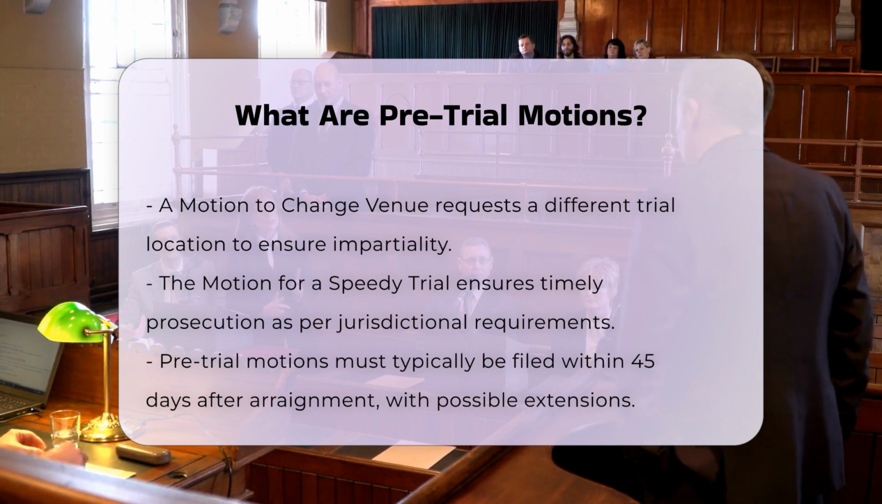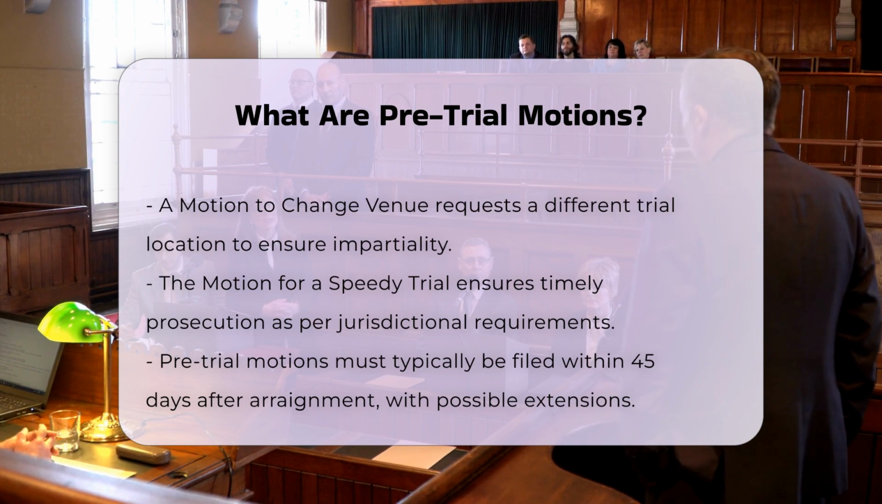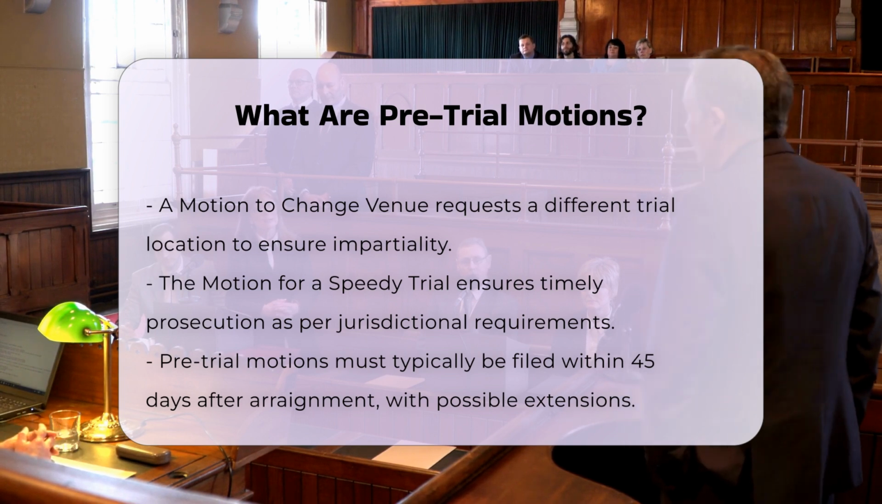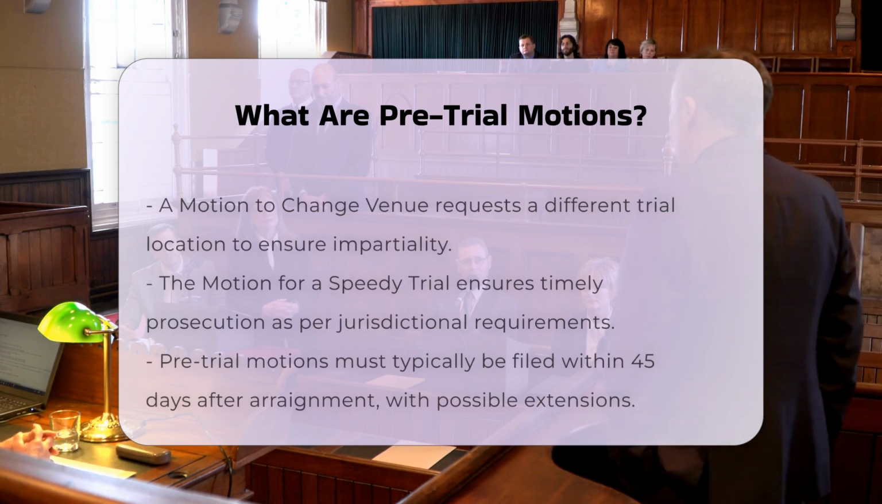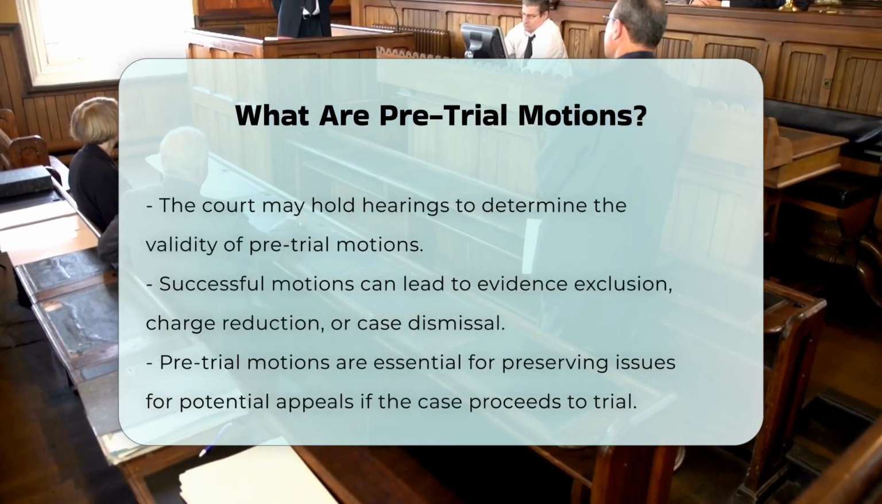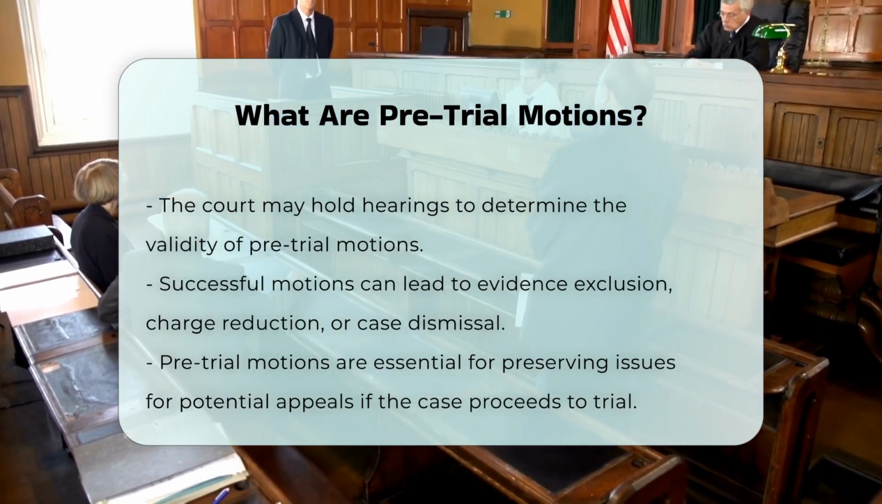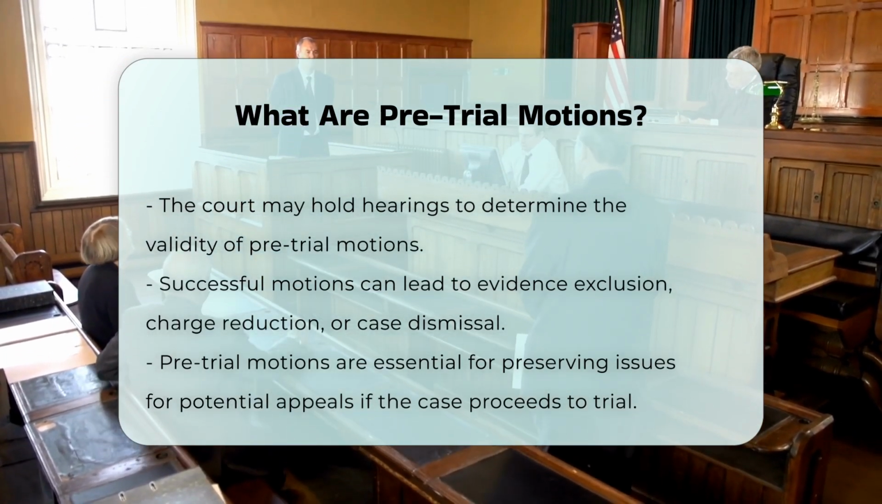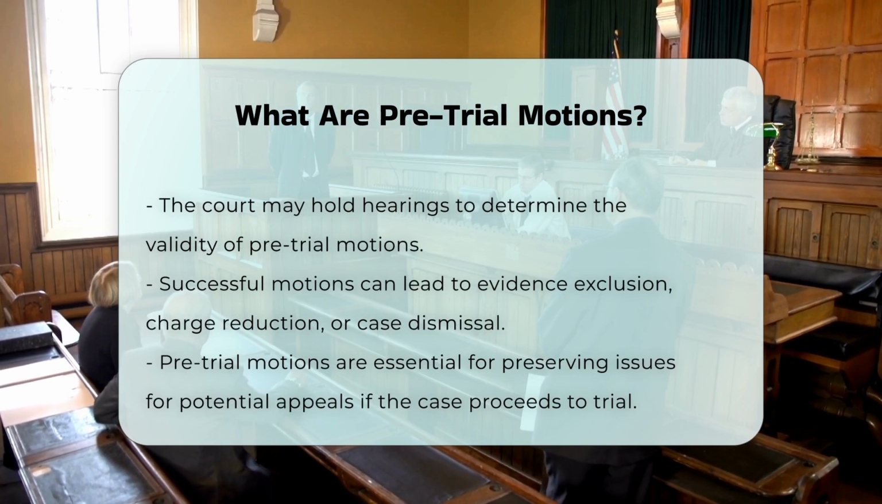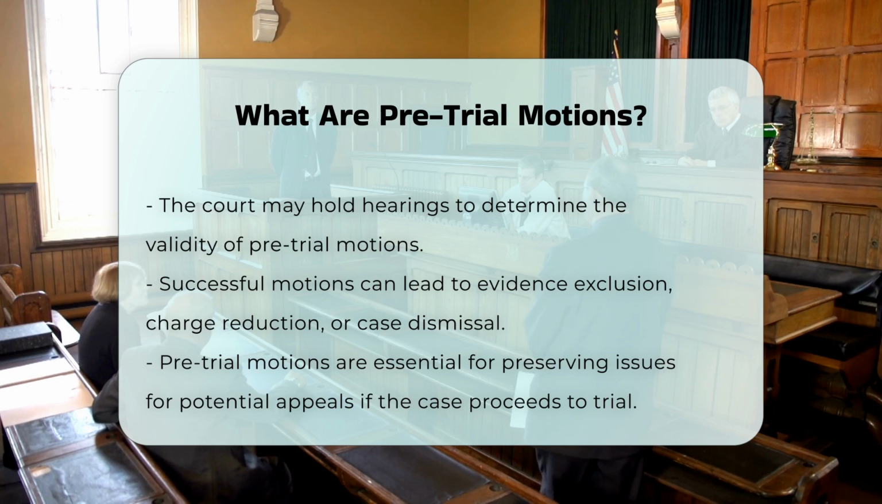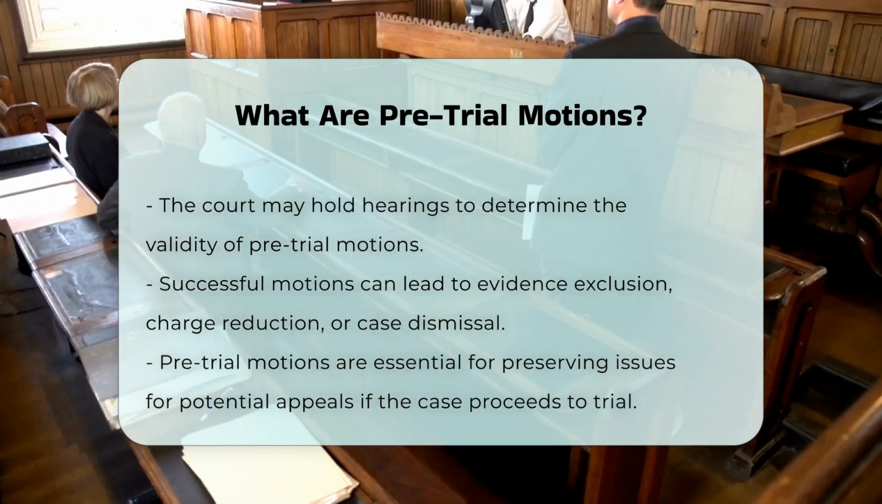Procedure: pretrial motions must be made within a specified time frame, usually 45 days after arraignment, although the court can extend or reset this deadline. The court will decide on these motions, sometimes holding hearings to resolve the issues. Impact on the case. Successful pretrial motions can lead to the exclusion of crucial evidence, reduction of charges, or even the dismissal of the case. These motions are crucial for preserving issues that could be grounds for appeal if the case goes to trial.